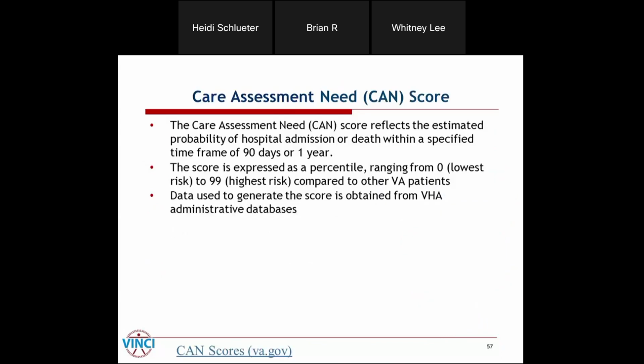Data here includes the Care Assessment Need, or CAN score. So the CAN score reflects the estimated probability of hospital admission or death within a specified time frame of 90 days or 1 year. The score is expressed as a percentile ranging from 0, the lowest risk, to 99, the highest, compared to other VA patients. And the data used to generate the score is obtained from VHA administrative databases.